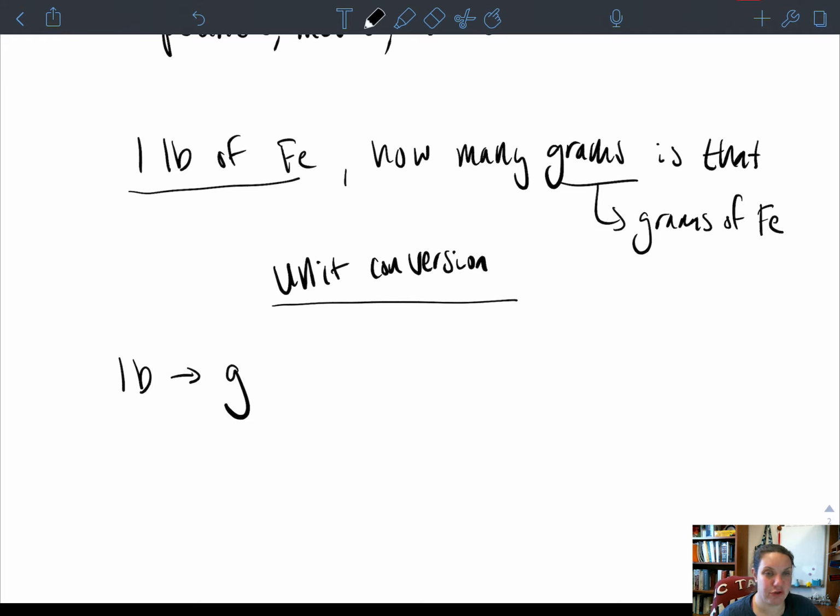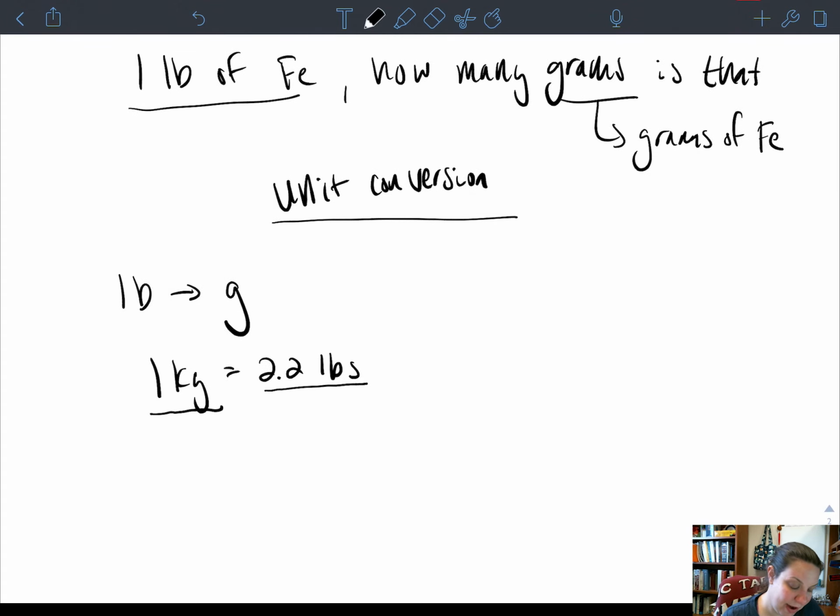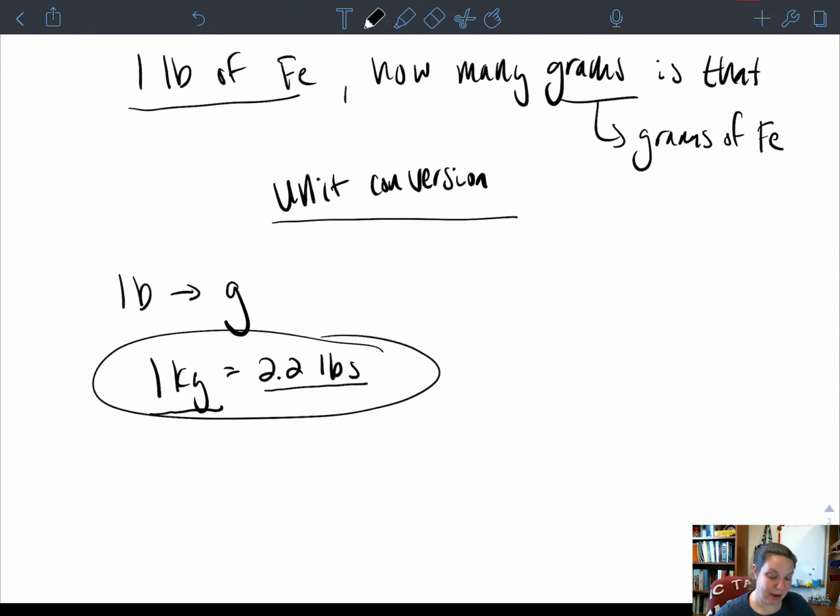metric to English conversion, and we would see things like 1 kilogram is equal to 2.2 pounds. So this allows us to go from our English system to our metric system. And when you're trying to do conversions between English and metric, you have to find that one that goes between them and then move through.